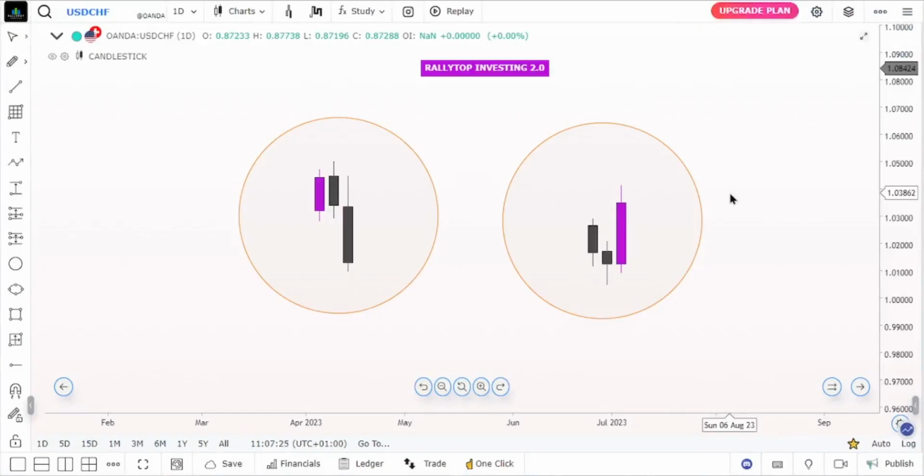This is RALLYTOP Investing, and in today's video I want to show you a very simple candlestick formation that you can use every day to make a huge kill of the markets. Okay, now you need to understand some rules before we get into it. Number one, the rule of this strategy is that this candle formation has to happen on the higher time frame.